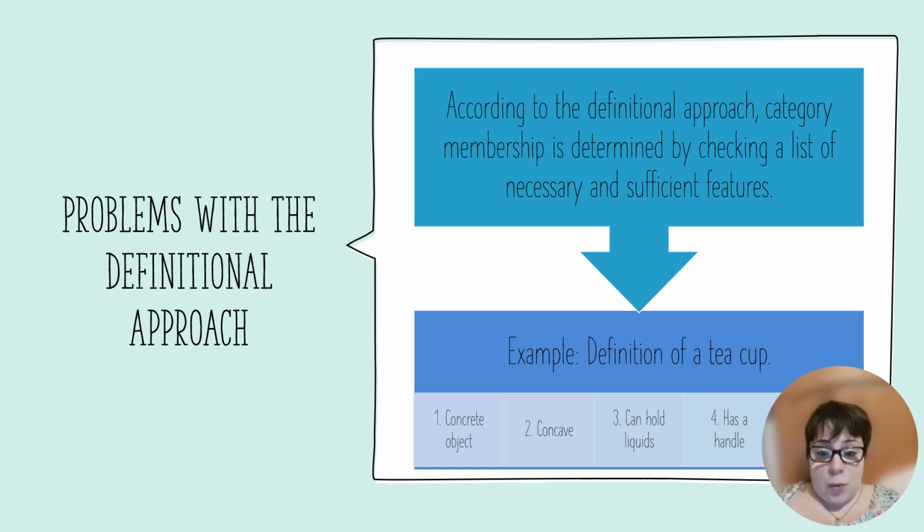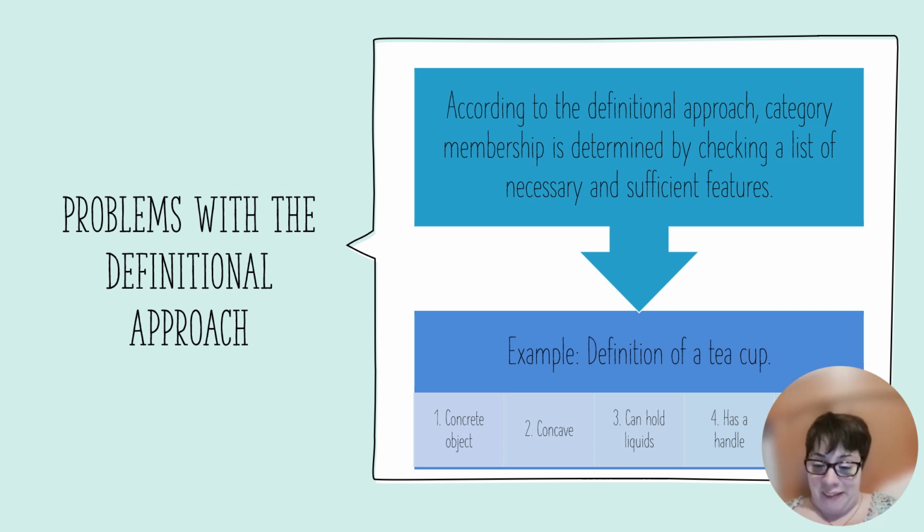So, again, according to the definitional approach of categorization, category membership can be determined by checking off a list of necessary and sufficient features, right? So, for example, if we were to define a teacup, a list of necessary and sufficient features might be that it's a concrete object, that's concave or empty in the center, that it holds liquids, and has a handle, right?